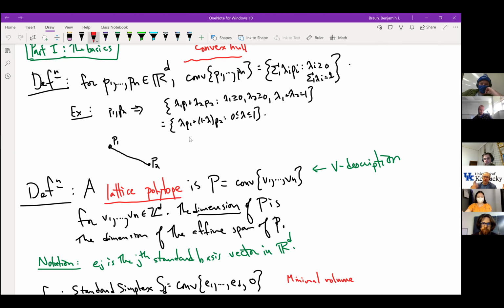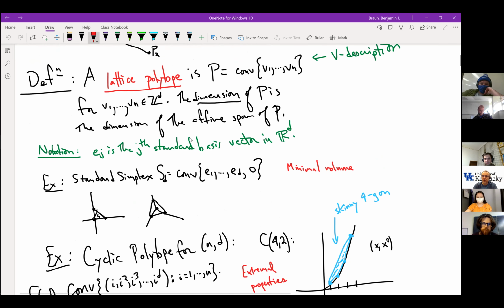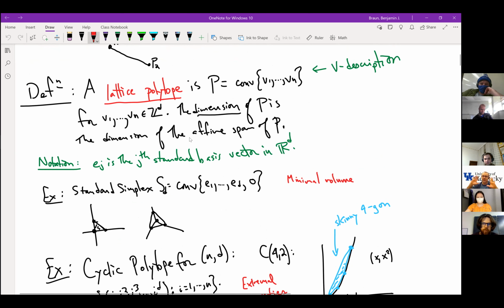So you can think of the convex hull as being all of the points, the whole space that's inside of P1 through Pn, but in this linear way. So all the quote unquote sides of the polytope are going to be flat. They're coming from hyperplanes.